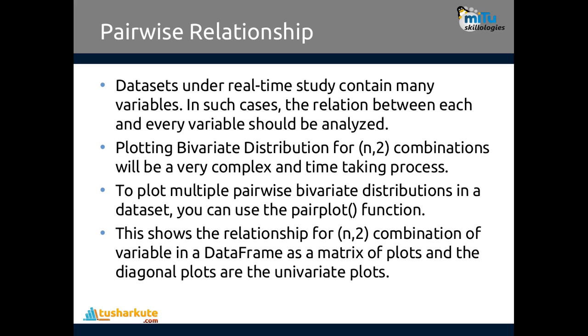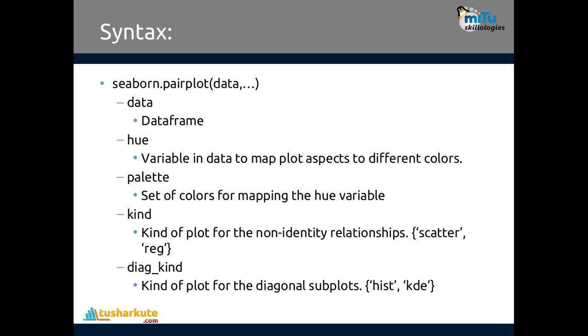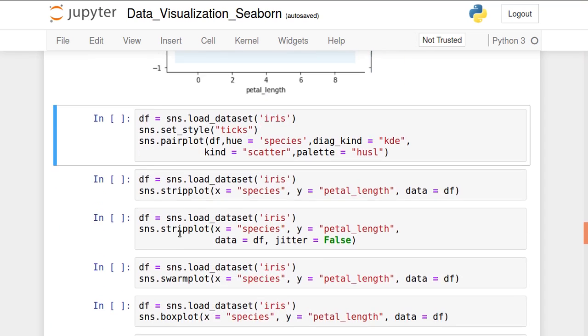So let's use the function pairplot. This pairplot function contains many parameters. You can check it out. seaborn.pairplot: data for the data frame, then hue, a variable to map plot aspects to the different colors that we can use, palette, which colors we have to use, then kind, so two kinds are there, scatter plot and regression lines, and the diag_kind, here also we can use histogram or KDE, and based on that the plot can be visualized. So let's see how to use pairplot.